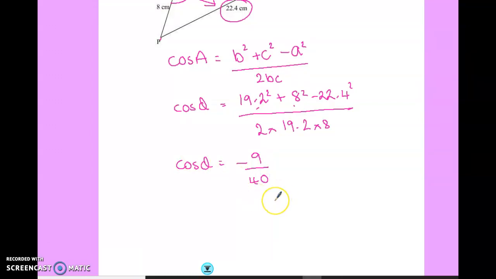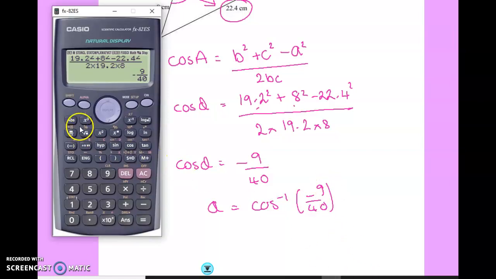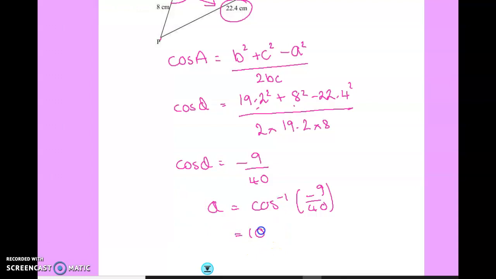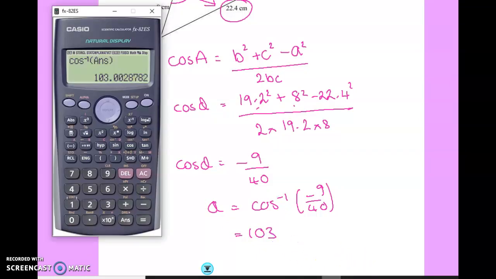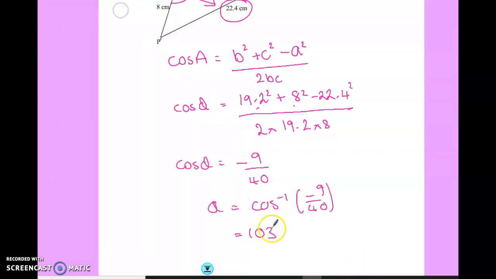Now, when we were doing trig equations, I said don't ever put that negative into your calculator. This time it doesn't matter because we're not looking for two answers, we are just looking for that angle, so we can just type the negative straight into our calculator in this case. Okay, so second function, cos, and again that answer's sitting there, so we might as well use it. So we get 103.0, so 103 degrees will do nicely.